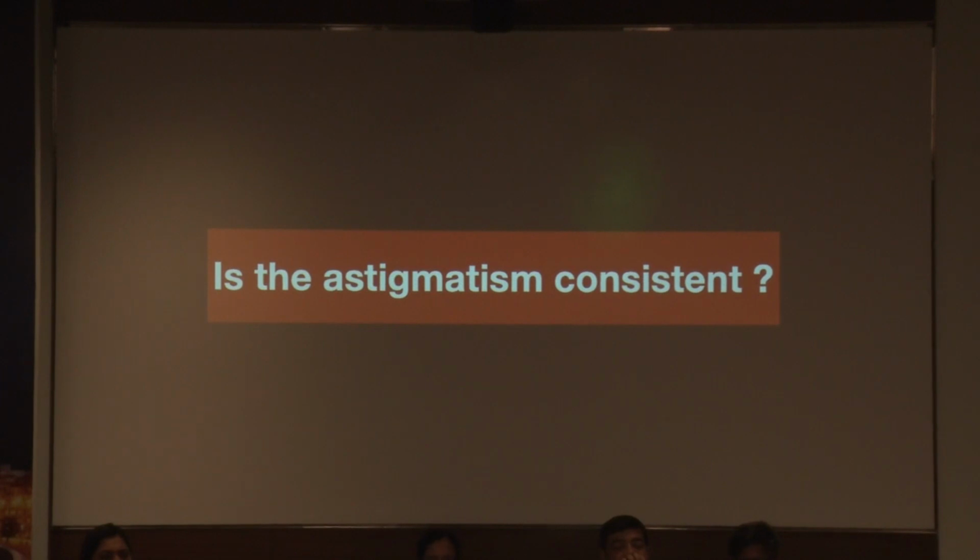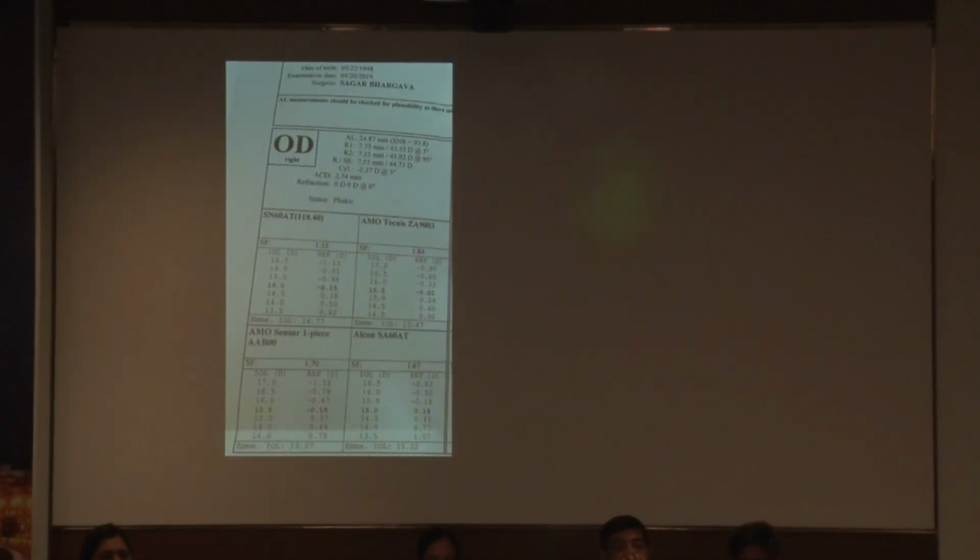Now what do I mean when I say the astigmatism should be consistent? Have a look at this reading. It's showing me an IOLMaster astigmatism value of around 2.37, and tells me that I need to put a 14.77 IOL.